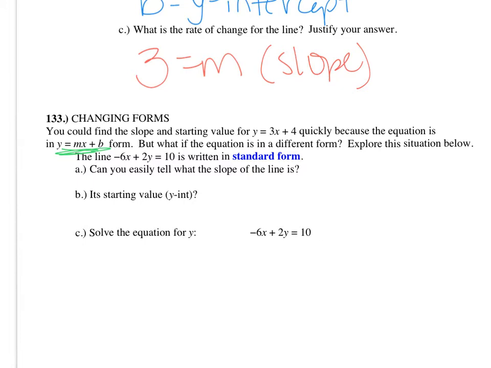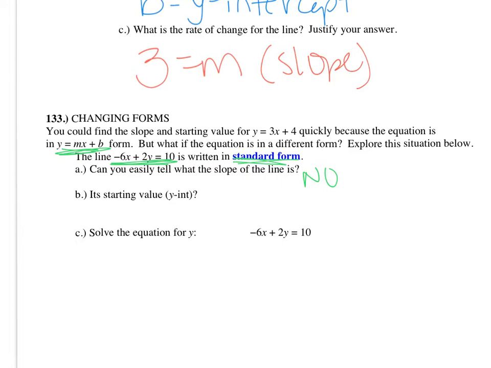But what if the equation is in a different form, such as standard form? Standard form is when we have our x and our y together on one side of the equal sign. So can you easily tell what the slope of the line is? By looking at it, typically we're going to say no. So we are also going to try to find out its starting value.